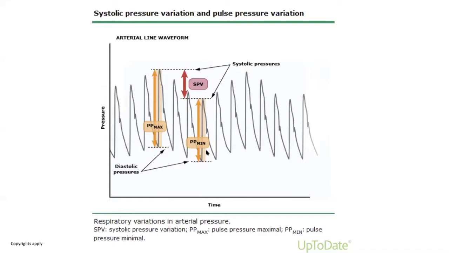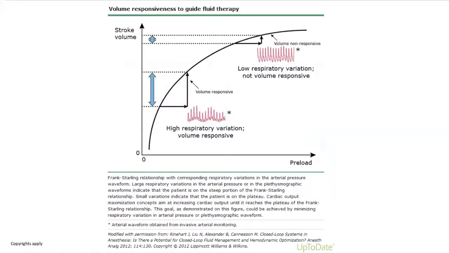This is an arterial waveform, with pulse pressure max. From the differences, the monitor can calculate systolic pressure variability. And if it is, say, more than 10, then you need to transfuse volume. This is another way of judging volume responsiveness to guide fluid therapy.